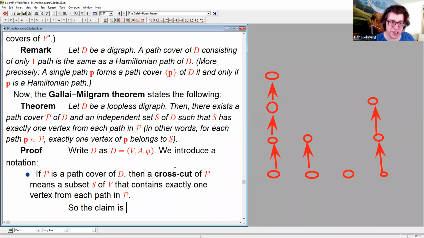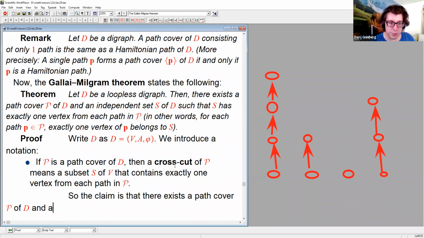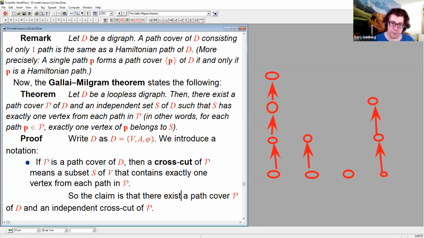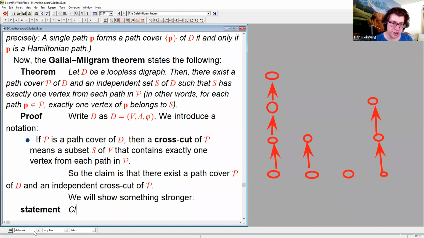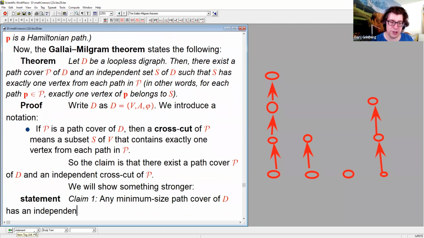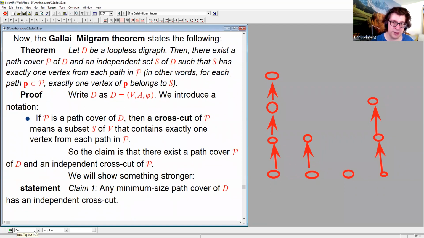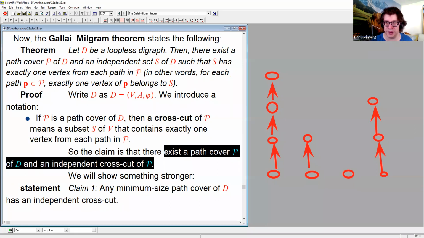So the claim is that there exists a path cover P of D and an independent crosscut of P. And I should say exists, because it's two things I'm claiming the existence of. Okay. So we will show something stronger. We will show that any minimum size path cover of D has an independent crosscut. So if you pick any minimum size path cover, you get an independent crosscut, so this existence follows.